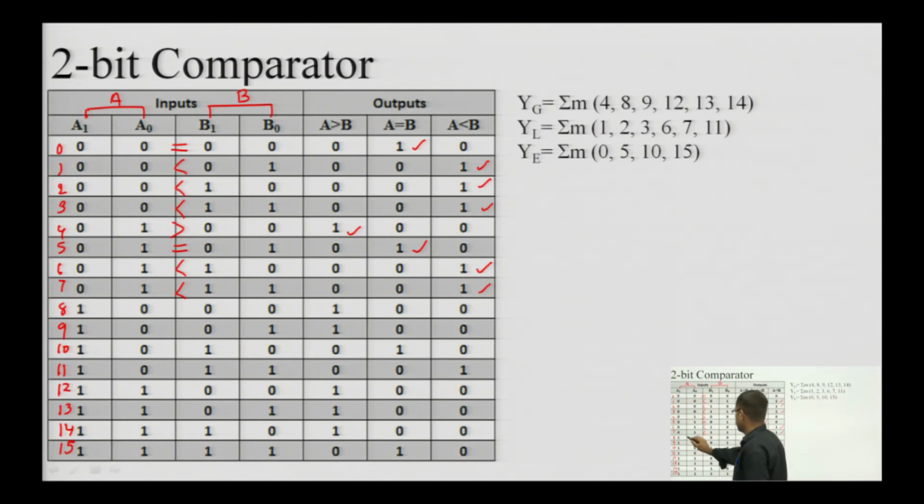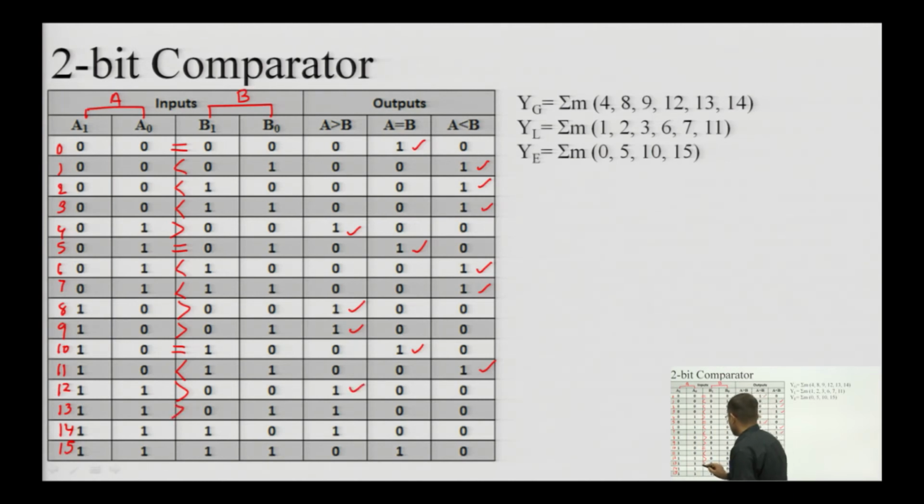Then we can see that 1 0 is greater than 0 0, that is why high output here. 1 0 is greater than 0 1. So, another high output. 1 0 is equal to 1 0. So, that means Y E equal to 1. 1 0 is less than 1 1, that is why this Y L is 1, and for these cases 1 1 is greater than 0 0, that is why high.